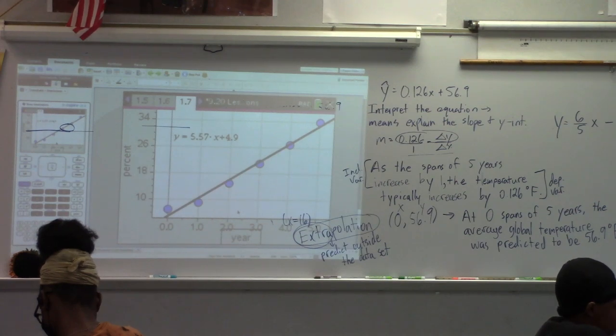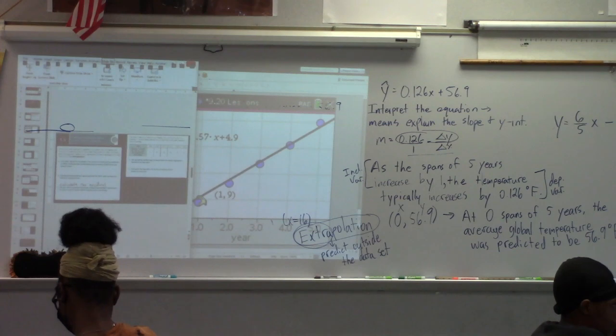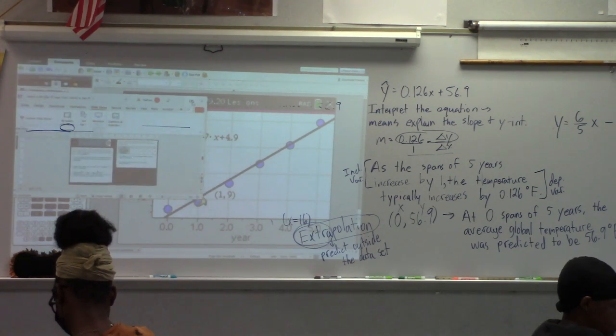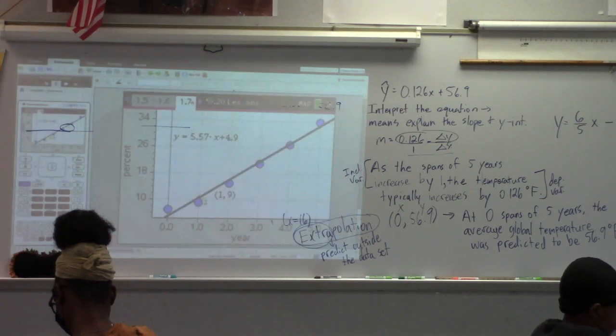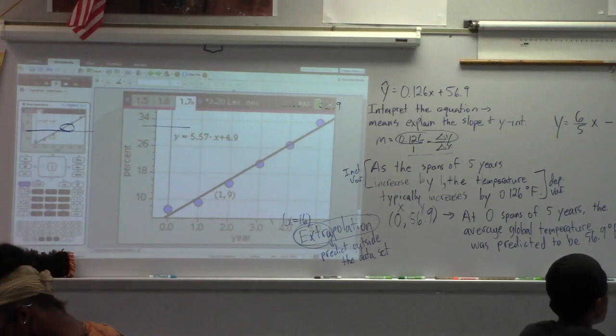So, there is my equation, my least squares regression line. Actually, that's not just mine. That should be all of ours, right? Mine looks different. Joey, yours doesn't look like 5.57x plus 4.9? Okay, Joey, again, it just has more decimals. It literally starts out 5.57, doesn't it? It just has more decimal values.